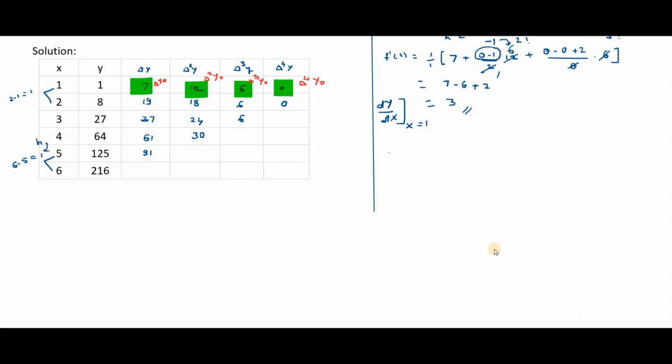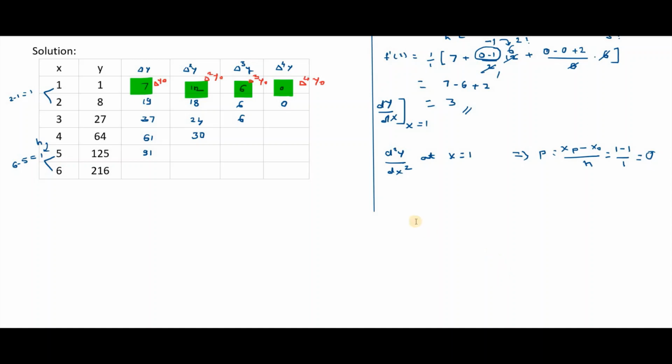Now in the second case we have to find the value of d square y divided by dx square at x is equal to 1. So the value of xp remains the same. In this case also, p is equal to xp minus x naught divided by h. Xp value is 1, x naught is the first value of x, and h is the difference. On simplifying, again you will get 0. So in this case also the value of p is equal to 0.